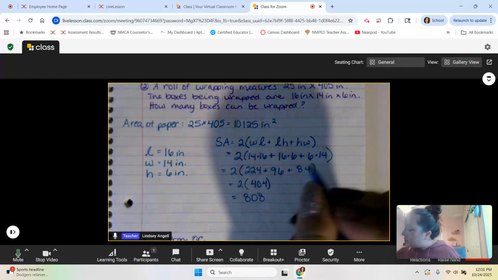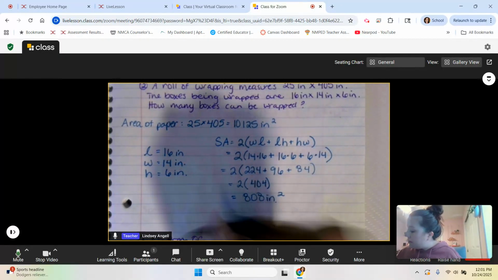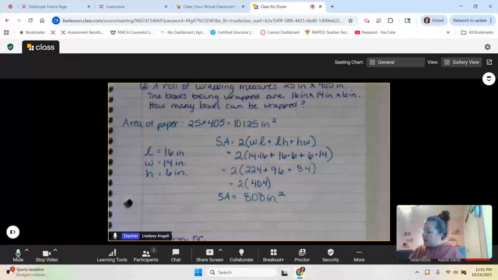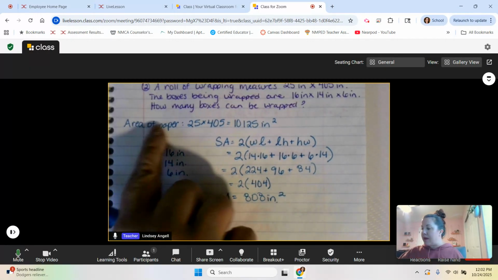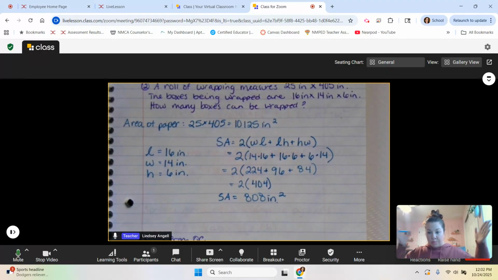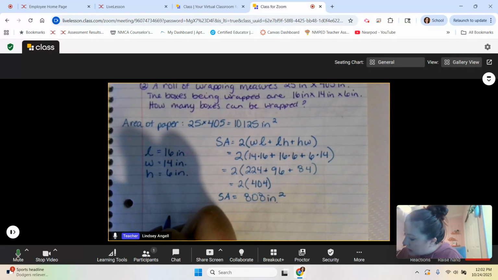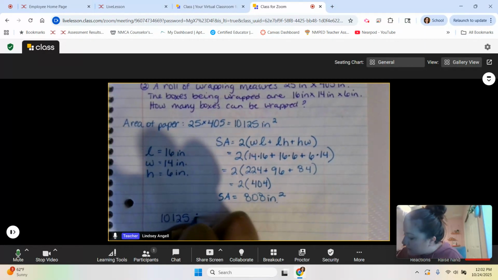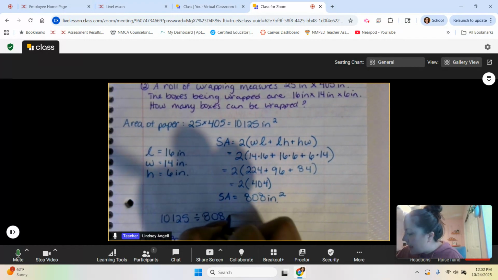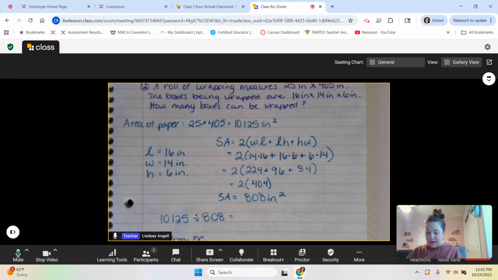Okay, so each box takes up 808 inches squared. So now what we need to do is take the area of the paper, right? We're taking the area of the paper and breaking it up into equal sections of 808 inches squared. Well, when you do that, that's division, okay? So to solve the final problem, we're going to do 10,125 divided by 808.